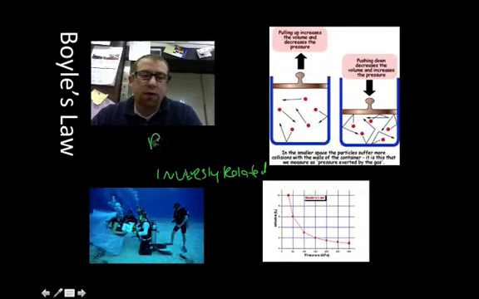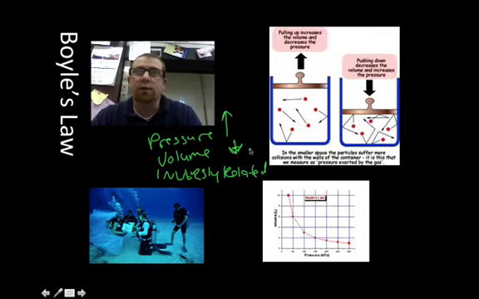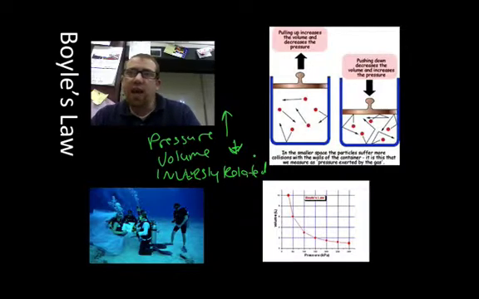So we have pressure and volume. As the pressure goes up, the volume goes down, and that's inversely related. Boyle's law states that for a fixed amount of gas at a constant temperature, the volume of gas increases as the pressure decreases. Conversely, the volume of gas decreases as the pressure increases.